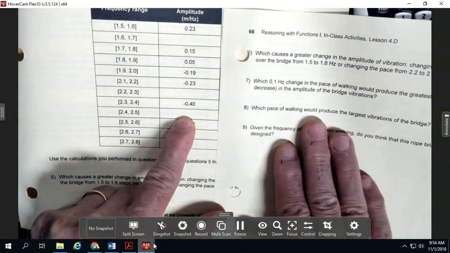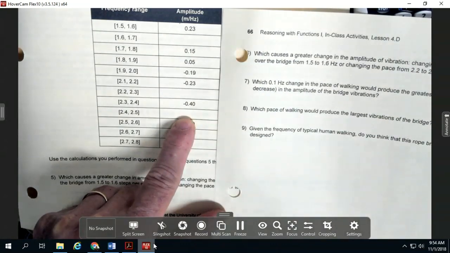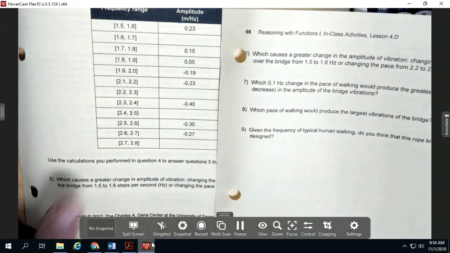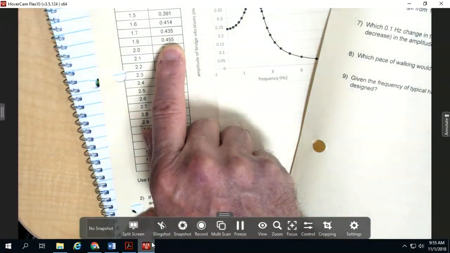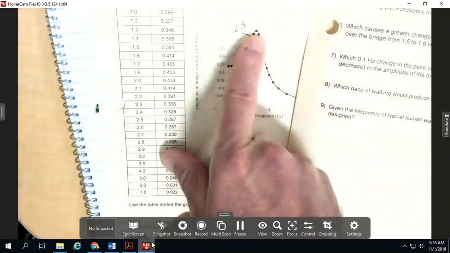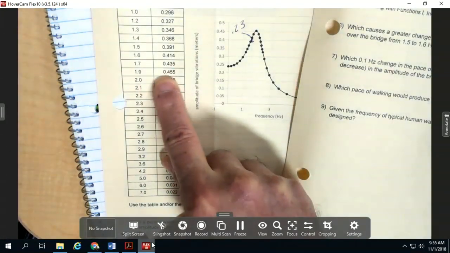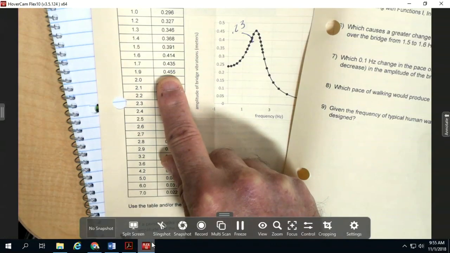So the pace of walking that would produce the largest vibrations in the bridge, let's go back to the graph, would be 1.9. Is that right? That's the largest, right?